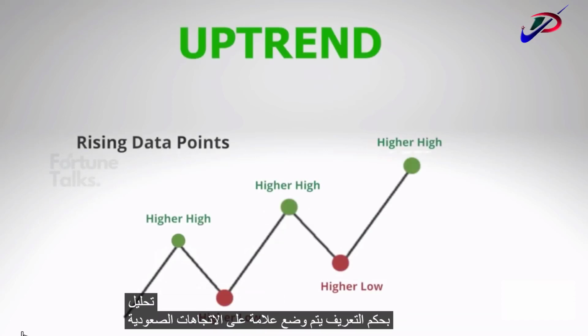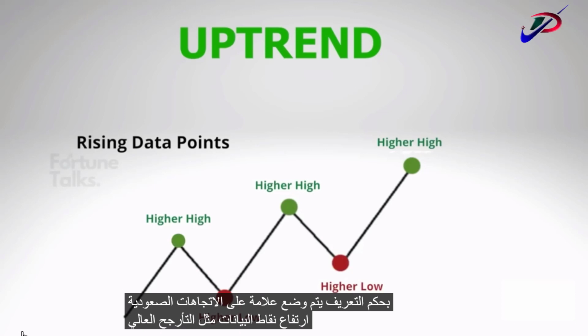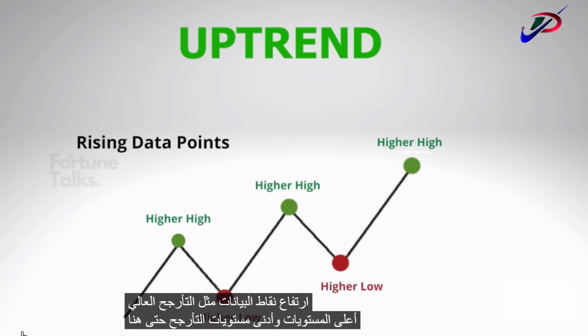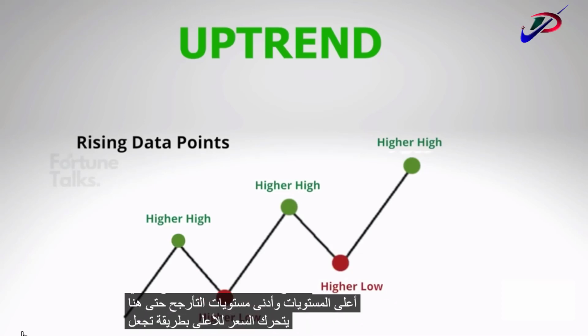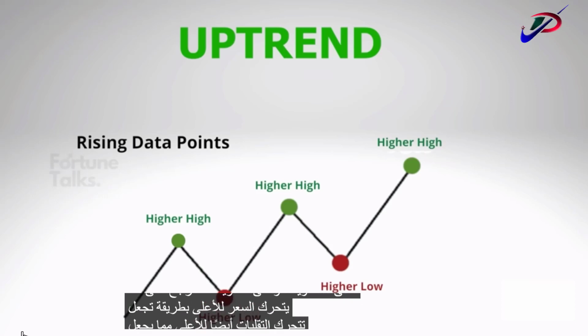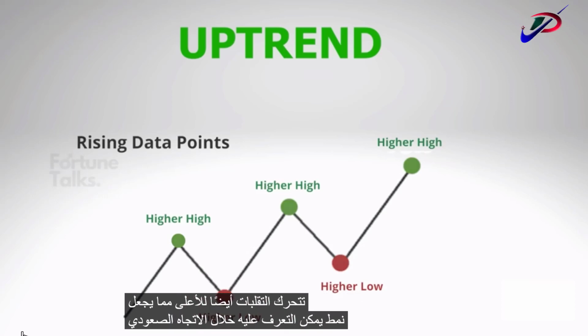Moving on, let's understand this by taking up each of the trend types and learning how to draw the trend line for analysis. By definition, uptrends are marked by rising data points such as higher swing highs and higher swing lows. So here the price moves up in such a way that the swings also move up, making a recognizable pattern.